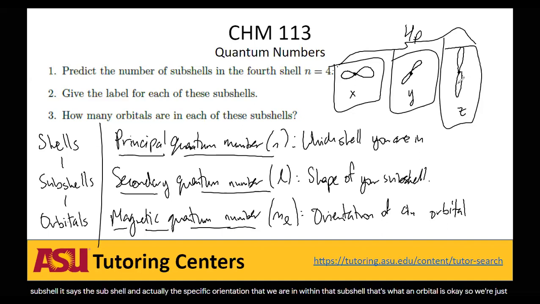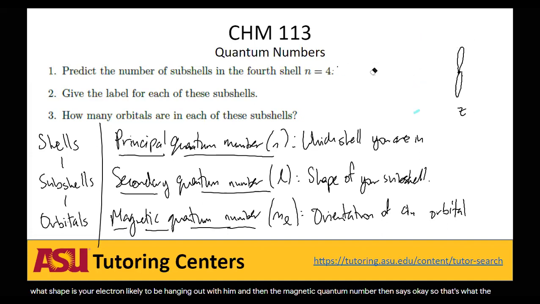Okay, so we're just getting more and more specific as we go down. Principal quantum number just says, how far away are you from the nucleus? Secondary quantum number says, okay, what shape is your electron likely to be hanging out within? And then the magnetic quantum number says, okay, so that's what the shape looks like, but how is that shape oriented with respect to the nucleus?